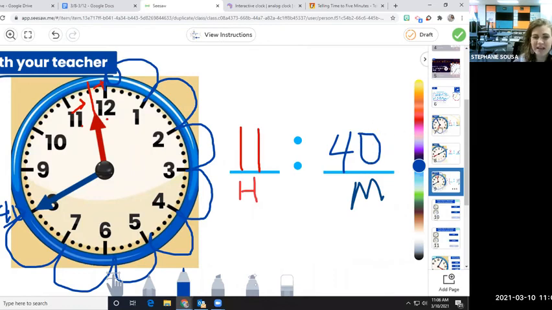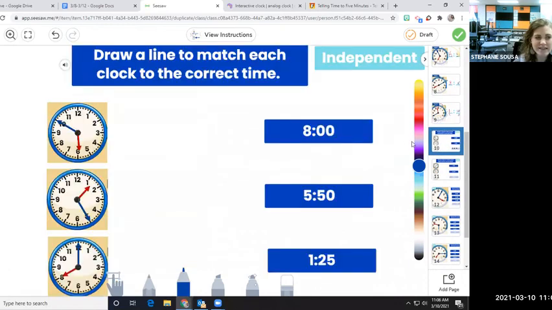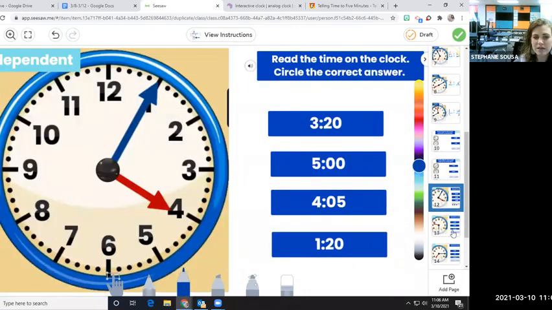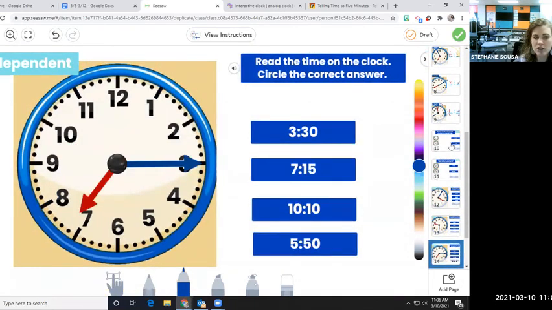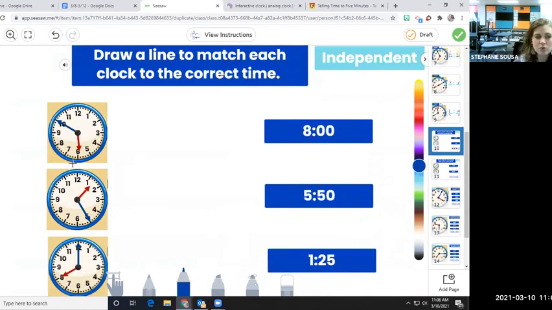Hi, bub. All right, let's take a look at slide 10. This says independent. The rest of these slides are your independent work. Here's what you are going to do. You are going to look at the clock faces. You are going to draw a line to match each clock to the correct time. So let's do the first one together so you understand my expectations for your lines.